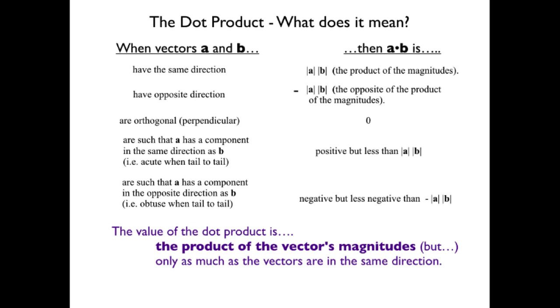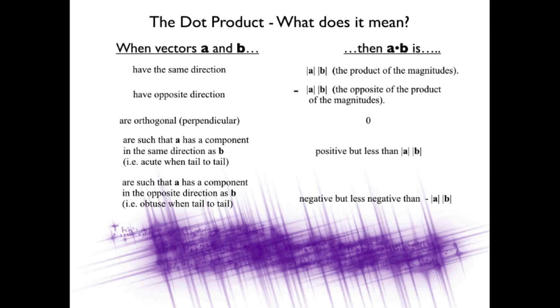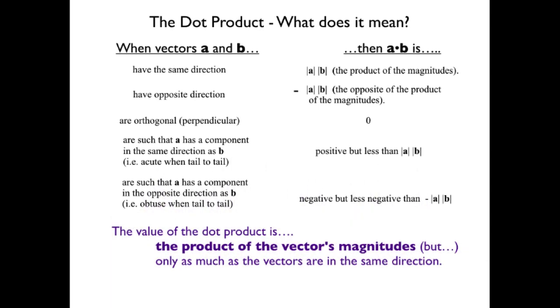So huge. This is when things get real hairy and hard at the end of the semester, and we're trying to conceive all these vectors in 3D. It's going to frame some important concepts, okay? So it's the product of the vector's magnitudes, but only as much as the vectors are in the same direction. Okay, cool. So now we're going to start doing work this semester.